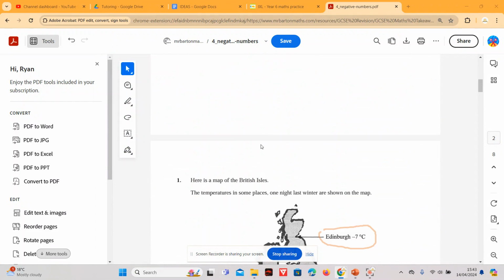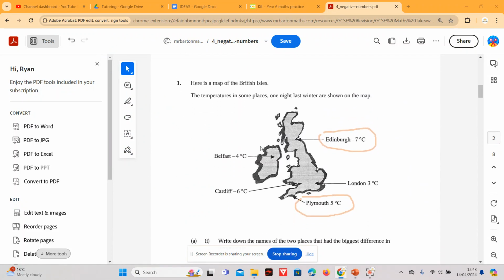Ignore that number line for a second, that is for a question. So I've made this a little bit easy for myself. Here is a map of the British Isles. The temperatures in some places one night last winter are shown on the map. So we've got Belfast at -4, Edinburgh at -7, Cardiff at -6, London at 3, and Plymouth at 5.